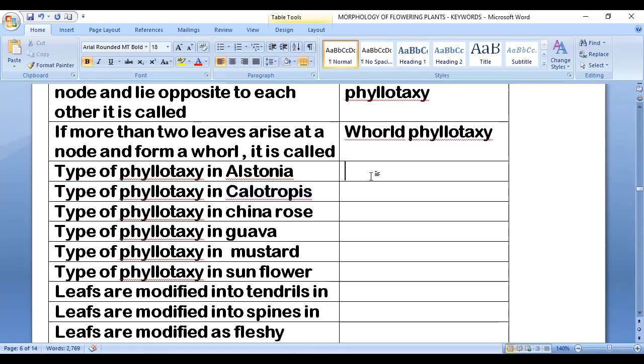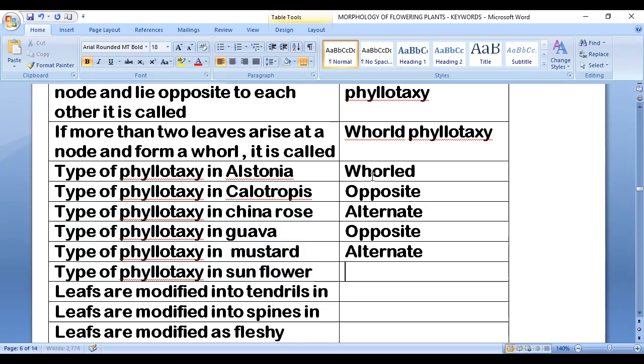Type of phyllotaxy in Alstonia: whorled phyllotaxy. Type of phyllotaxy in Calotropis: opposite phyllotaxy. Type of phyllotaxy in China rose: alternate. In guava: opposite. In mustard: alternate. Phyllotaxy in sunflower: alternate.